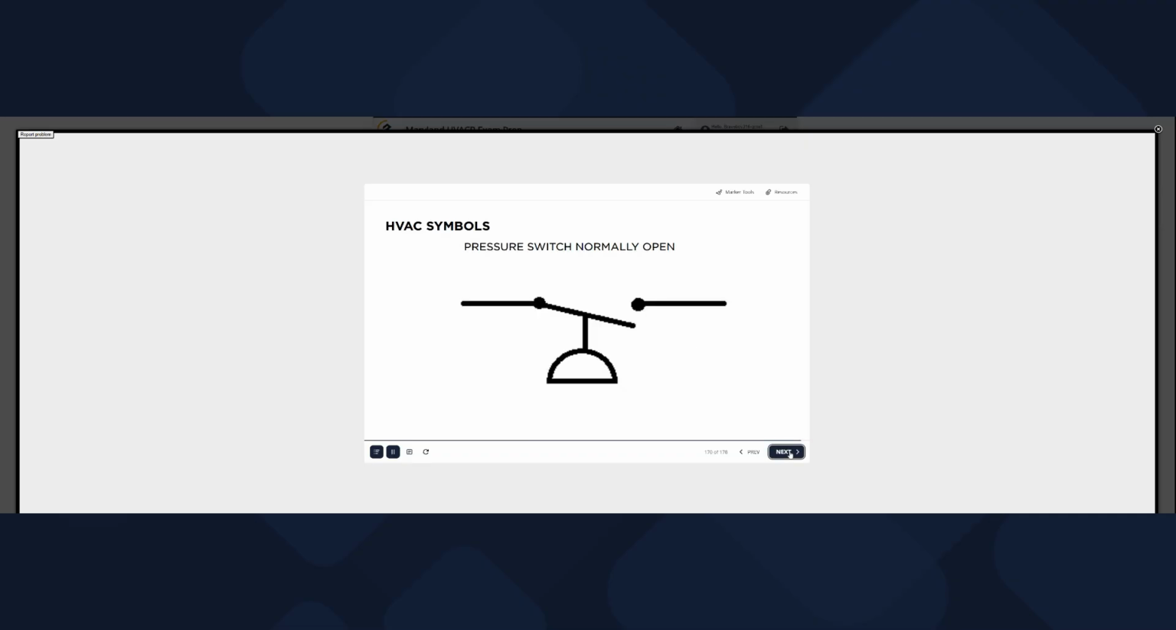Pressure switch, normally open. Normally open switches are drawn with the movable contact below and not touching the stationary contact. Normally closed switches, on the other hand, are drawn with the movable contact above and touching the stationary contact.